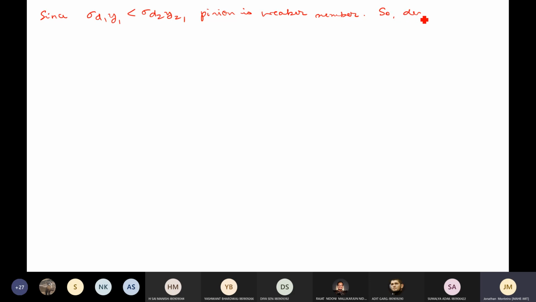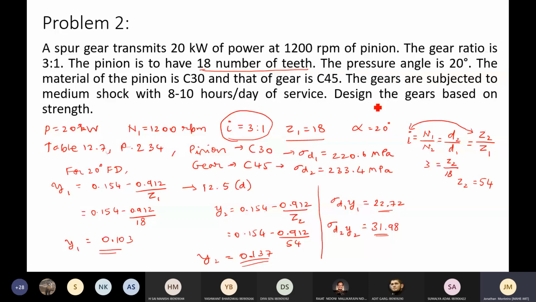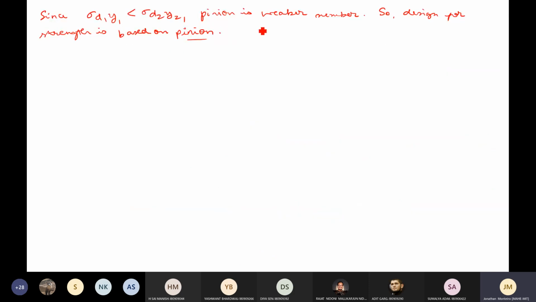So design for strength is based on pinion. Whatever calculations we do from now on, let us take the pinion into account. As the problem definition tells us to design the gears based on strength, that means you have to stop at the Lewis equation. You need not go further to do any calculations. So pinion is the weaker member here, as we just proved.